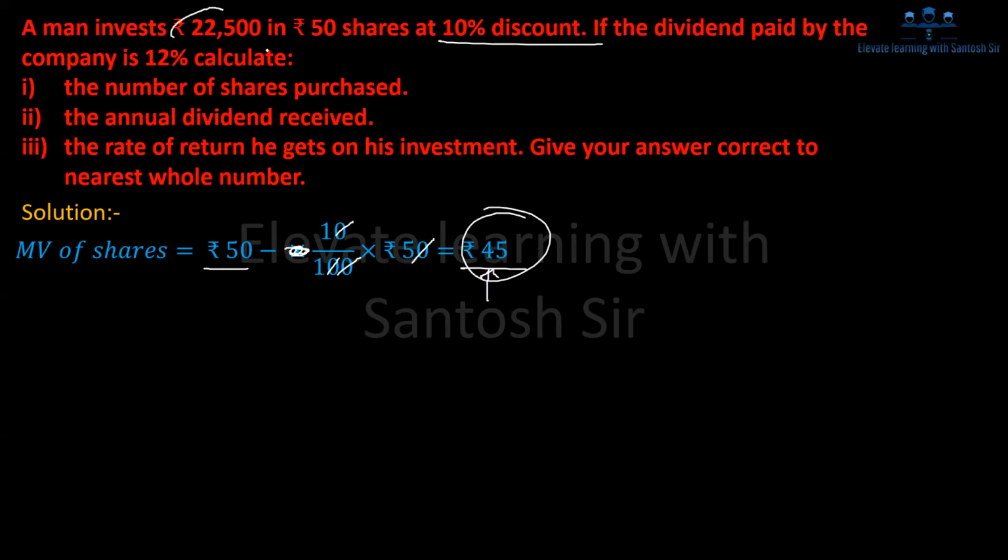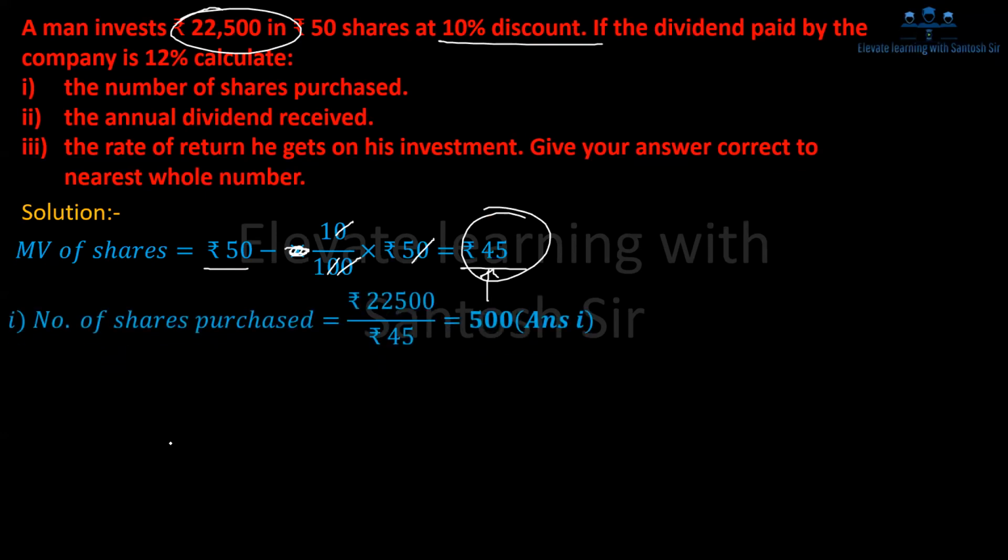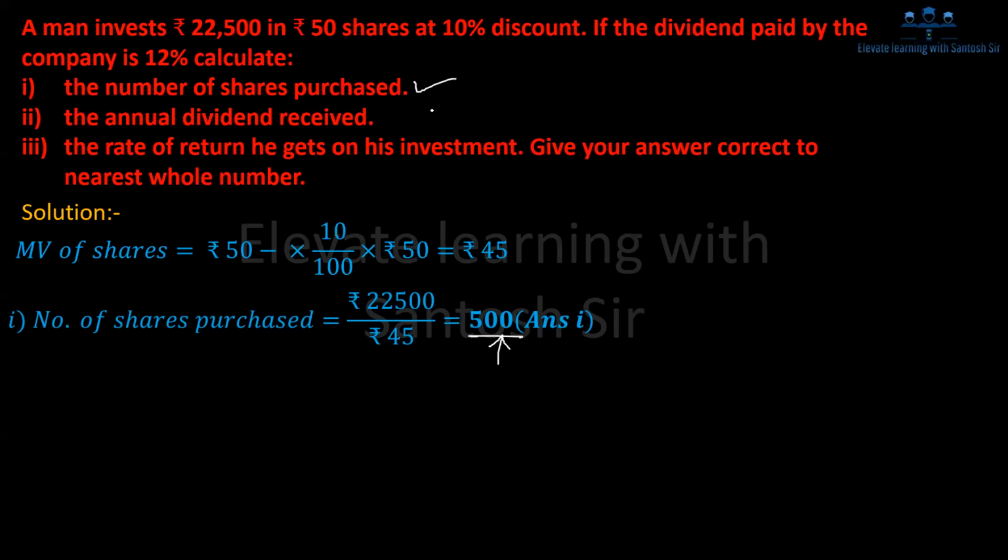As he invested rupees 22,500, the number of shares that he purchased can be given by 22,500 upon 45, that is 500. We are done with the first part.